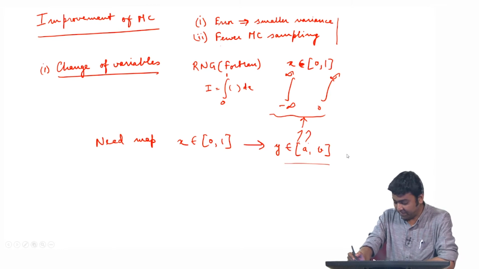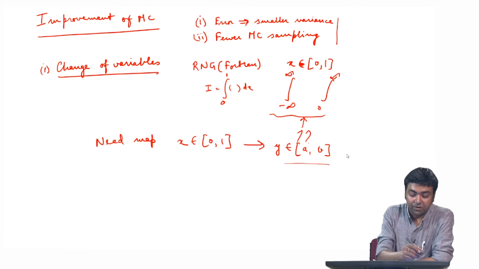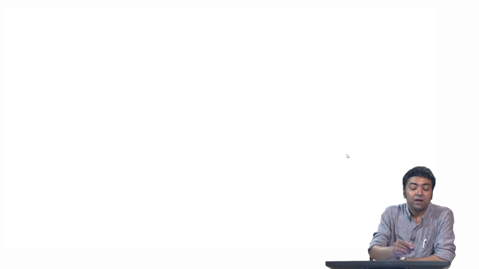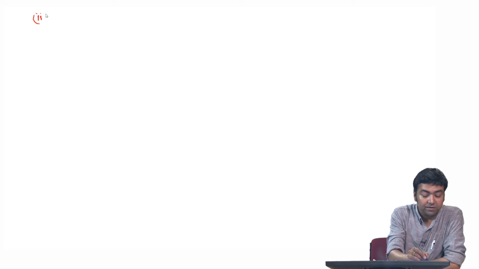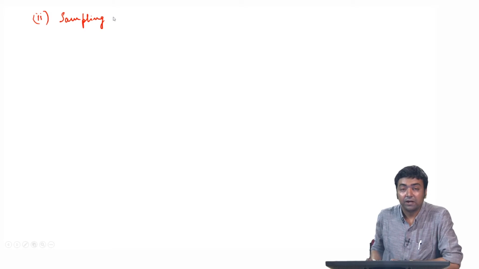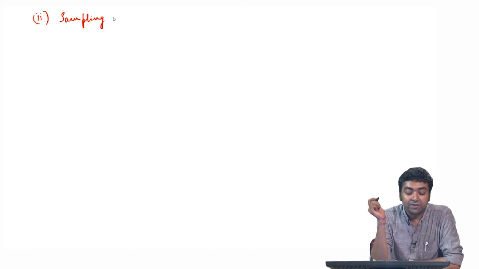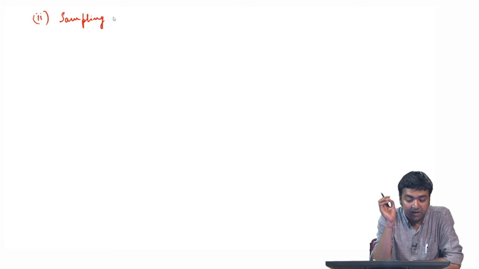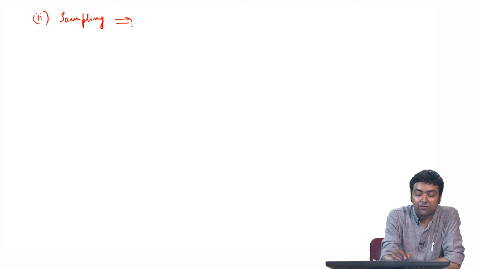Change of variables is one thing, and the second method is sampling. What does one mean by fewer sampling? One intends to use as few random numbers as possible to compute the integral efficiently, and this sampling is related to the shape of the integrand.